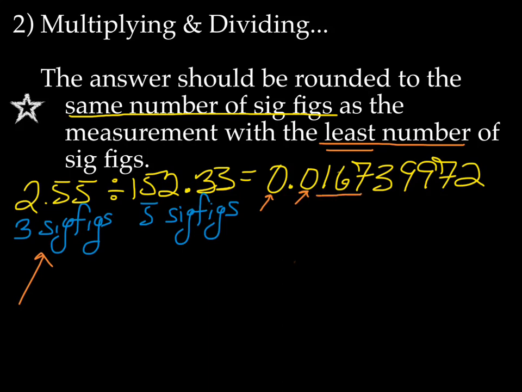All right, so we're going to be dropping everything from the 3 on. One more time, let's review the rounding rules. If the number you're going to drop is 5 or more, what do you do?